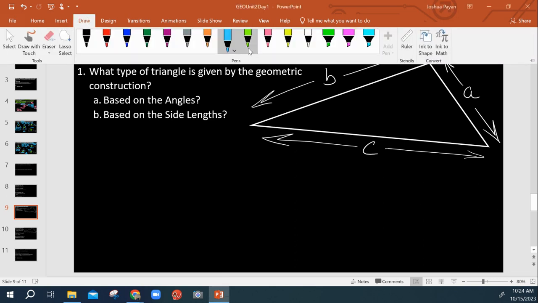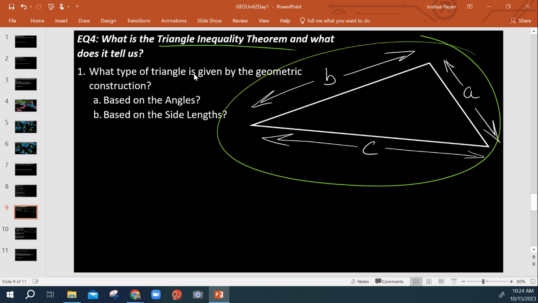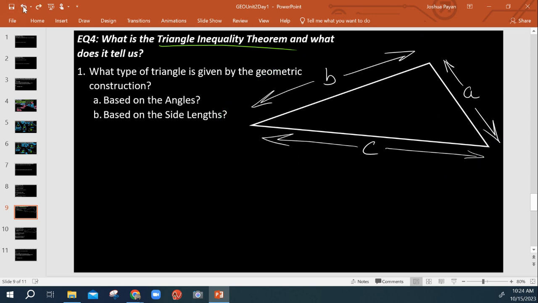Okay, so in this video, we are briefly going to discuss what's called the triangle inequality theorem, right? And the triangle inequality theorem basically tells us what kind of triangles are indeed possible, right? So if we look at this triangle pictured here off to the right, we see, based on the side lengths at least, it's obviously scalene.